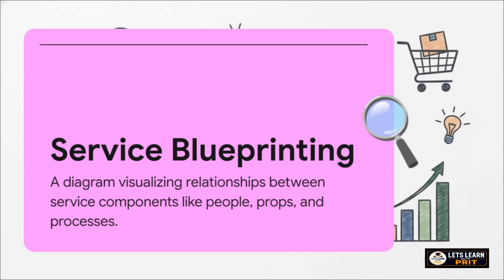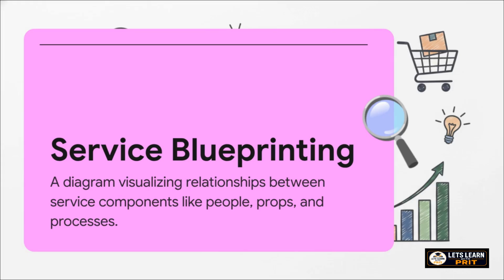Then we have service blueprinting. Think of this as a map showing how people, props, and processes connect. If you walk into a bank, the blueprint is everything from you filling out a slip, to the teller helping you, to the back-end software updating. And hey, remember the core functions of production planning and control, or PPC: routing, scheduling, dispatching, and follow-up.